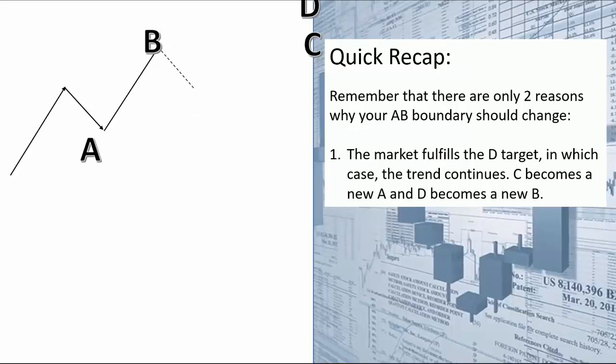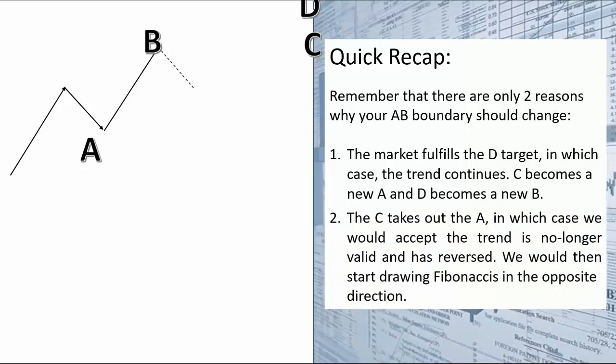The other way that the market may change the A-B boundary is when the C takes out the A, right? We talked about this in the Fibonacci lesson.